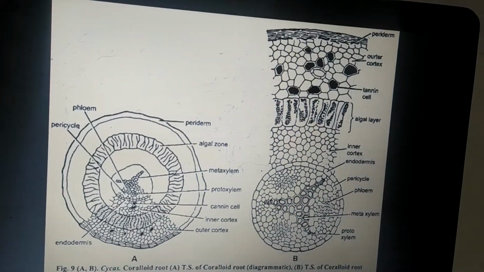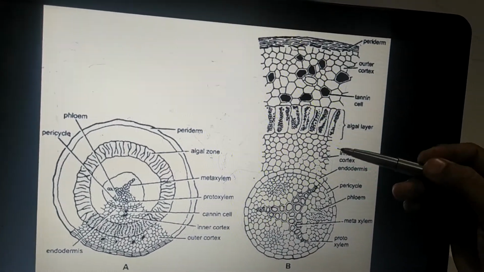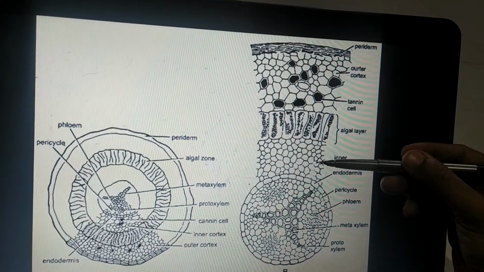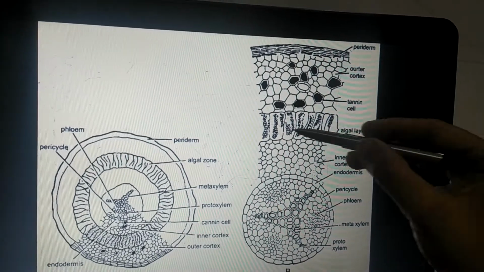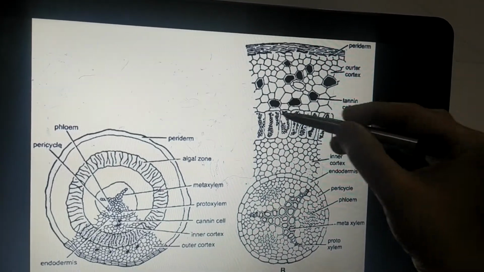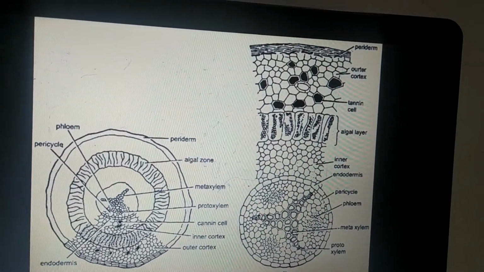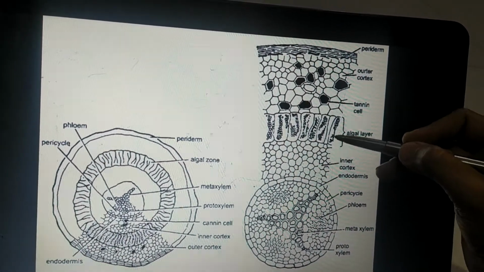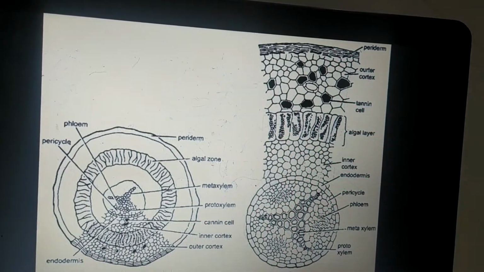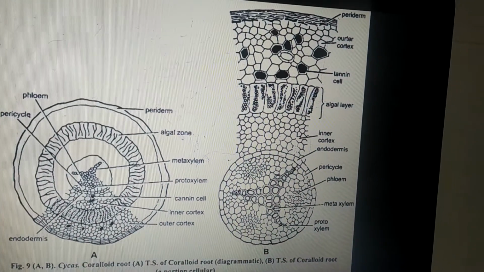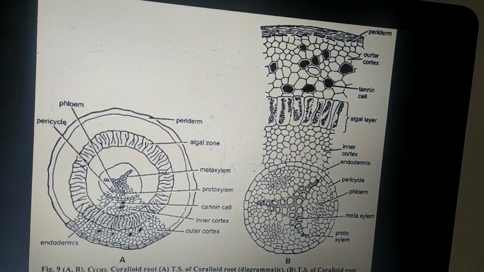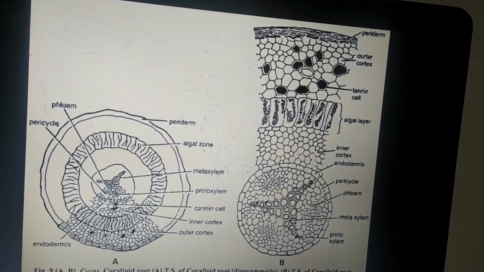Here the cortex region is the widest region, and it has been divided into outer cortex and inner cortex. This division is because of the presence of a zone in the middle, called the algal zone. In the algal zone, the cells are arranged loosely. They are a bit elongated, and these cells are occupied with different colonies of blue-green algae.